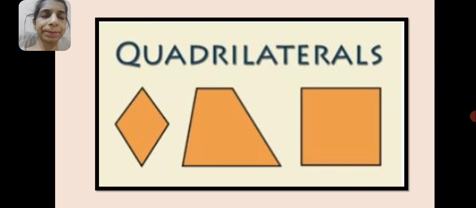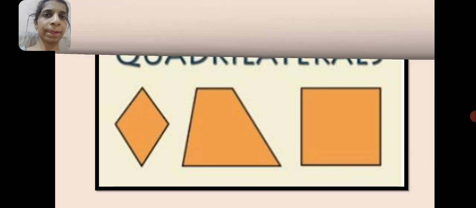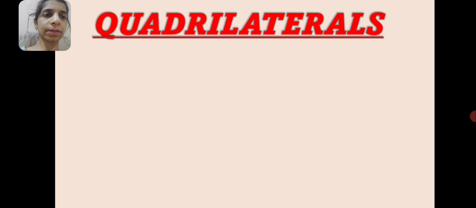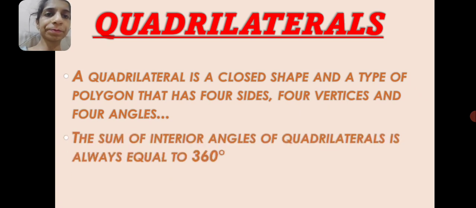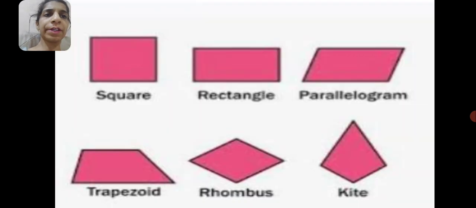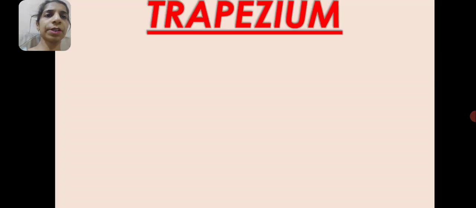So what is a quadrilateral? It is nothing but a closed shape and a type of polygon which has 4 sides, 4 vertices and 4 angles. The sum of interior angles of a quadrilateral is always equal to 360 degrees. If you have any doubt, let me know your doubts in the comment box.